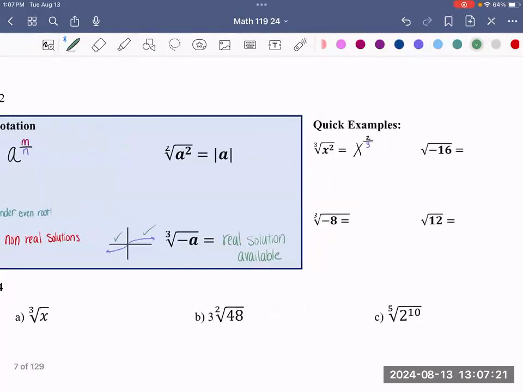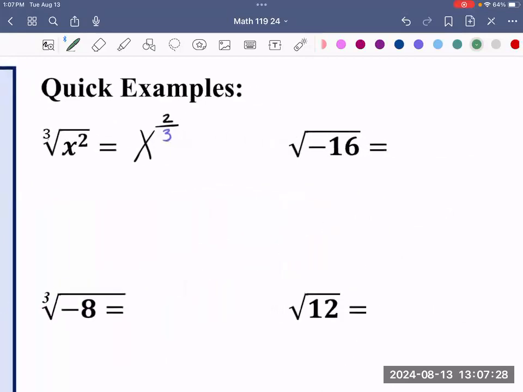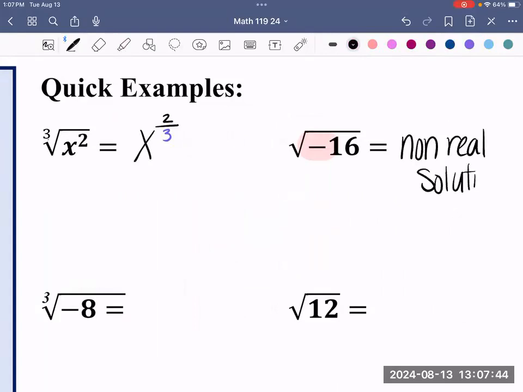So that being said, can you try the remaining of the quick examples? So hopefully pause the video and you're now coming back. So if we have the square root of negative 16, right, we have a negative underneath the square root, which is not okay. So we're just going to write non-real solution. On the other side, we're actually going to see this cubed root of negative 8 is equal to, right?